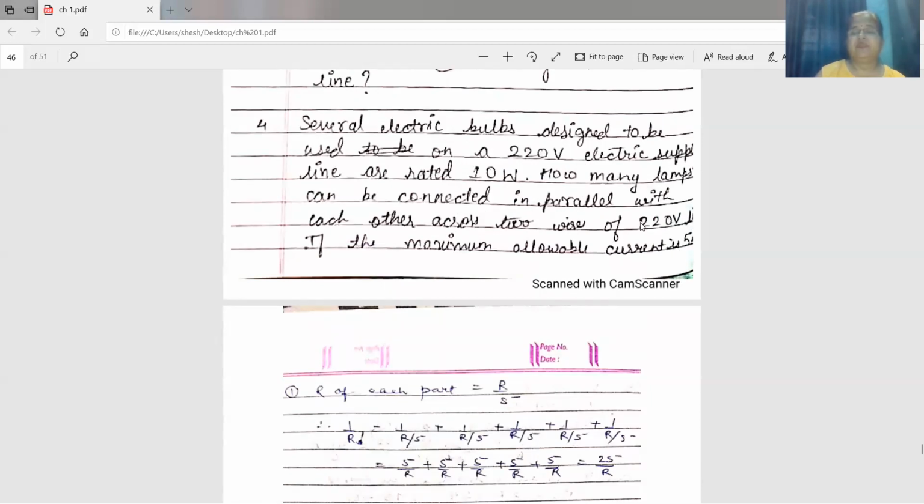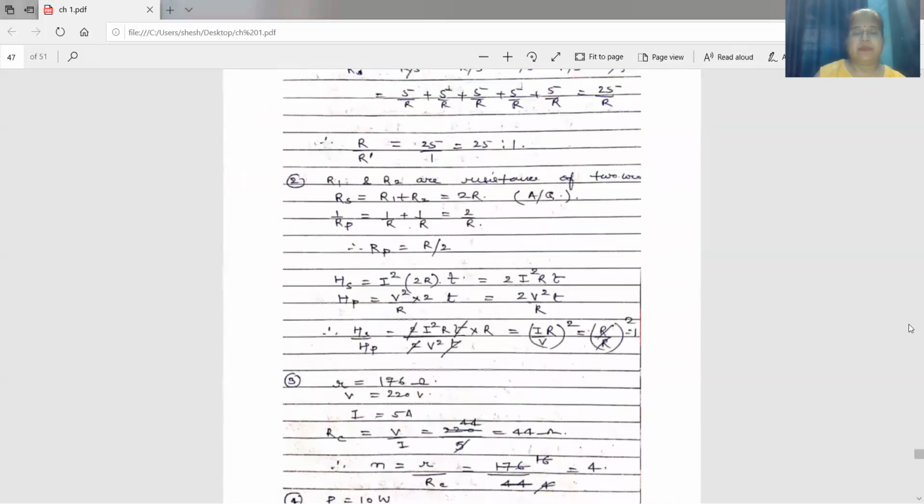So the potential difference of the circuit is 220 volt. The current in the circuit is 5 ampere. Find the resistance of the circuit: 220 by 5, you are getting 44. And find the resistance of the electric bulb. V is given as 220 volt and P is given as 10 watt. So R will be equal to V square by P. Using this formula, you will get it.